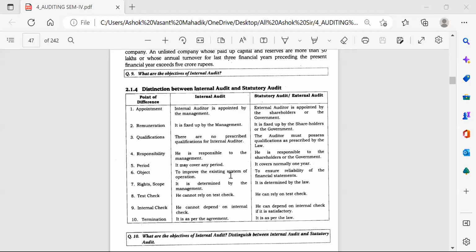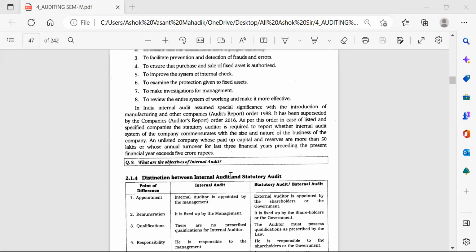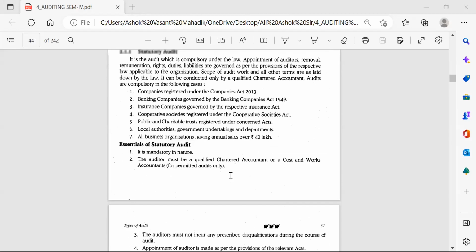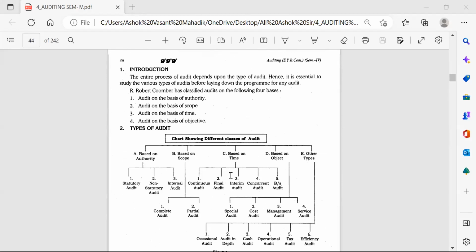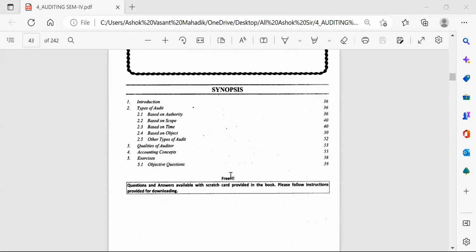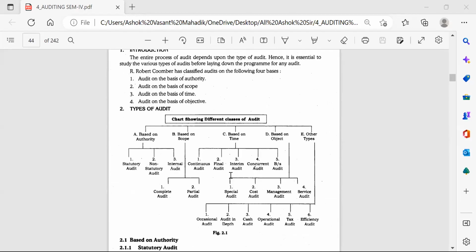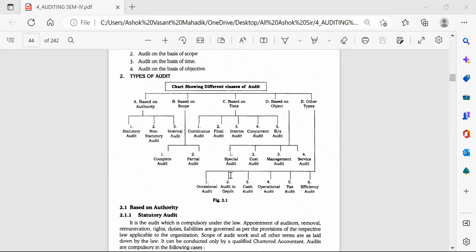I have done. Let's go up. At the beginning, I had one chart. I'll explain that again. We started with types of audit. Under that, there are different types of audits. In that, we have covered the first one, based on authority. We had statutory audit, non-statutory audit, and internal audit. So in the next lecture, I'll cover the remaining parts.